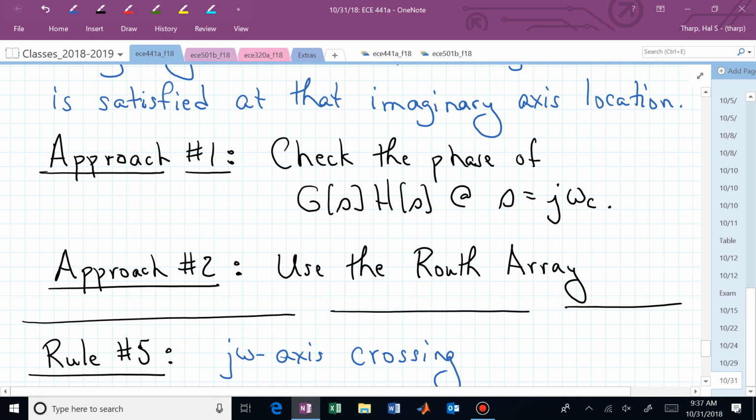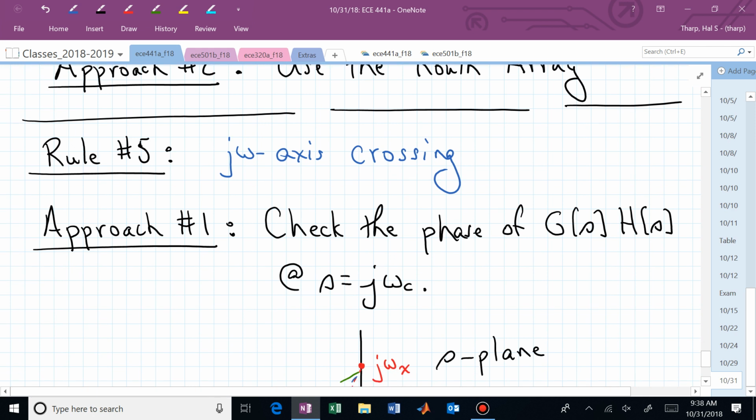Or we could use the Routh array. The Routh array, we know that we have symmetry with respect to the origin. And if we have an imaginary axis crossing, we have symmetry with respect to the origin. In that case, we would have 2. So we would be looking at the S1 row, setting that equal to 0, and then going back up with that gain value k from S1 into the S2 row and finding what the exact value was for that choice of k.